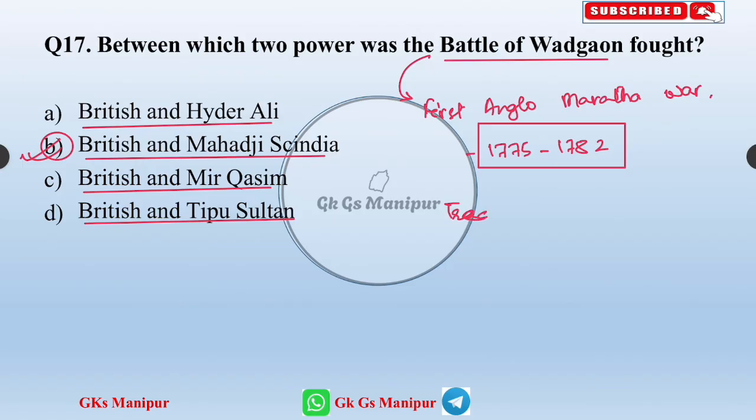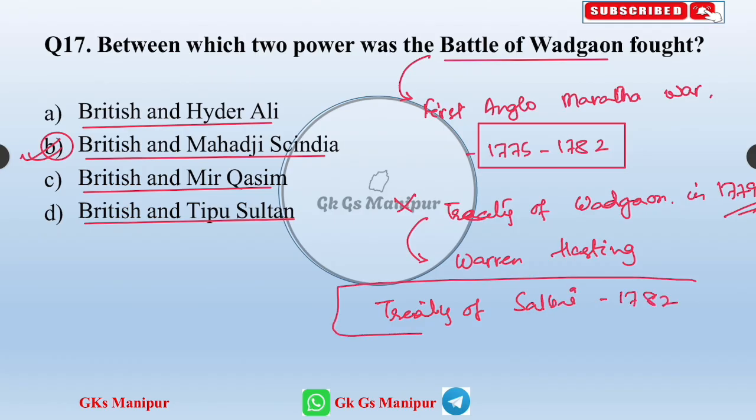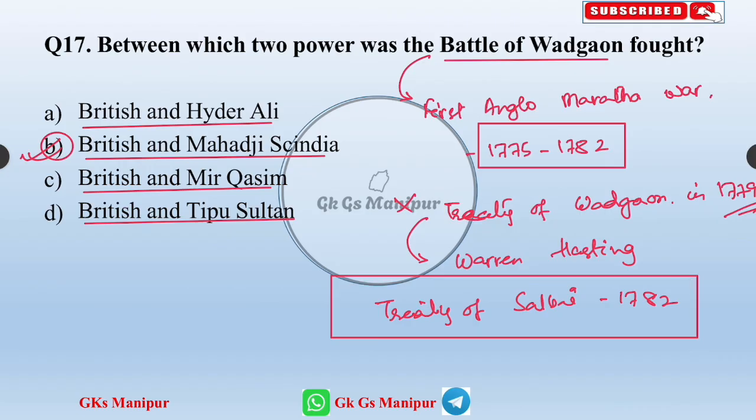The Treaty of Wadgaon was signed in 1779, but Warren Hastings rejected this treaty as a humiliating treaty for the British policy. Lastly, the Treaty of Salbai was signed on 17 May 1782, and with this the first Anglo-Maratha war ended. So, I understand question number 17.